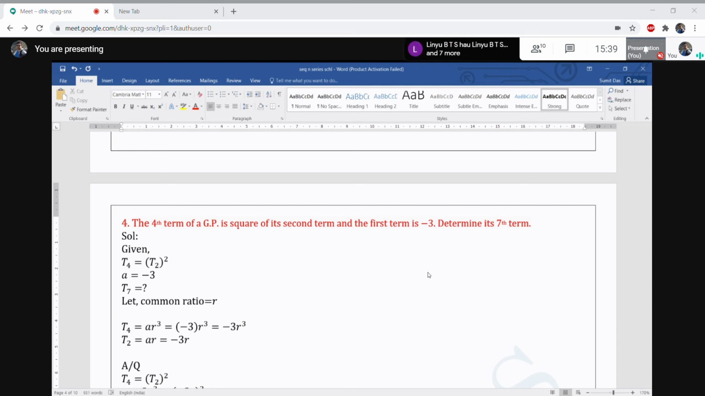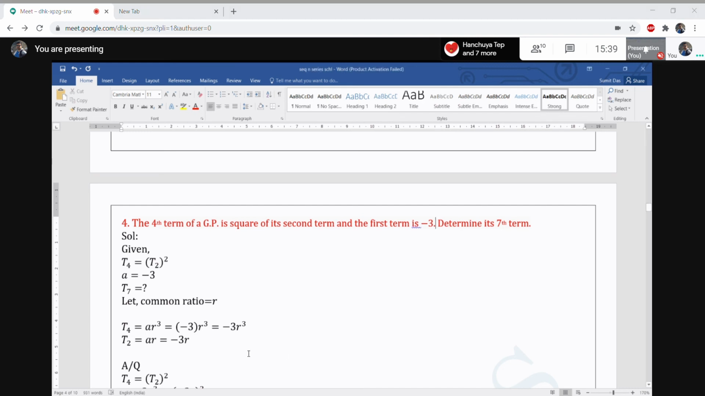So what is given, let me show you. First, what is given? Given is the fourth term, that means t4 is equal to the square of the second term. Second term is t2, so t4 is equal to t2 square. This is given. Okay, and the given first term is -3. What we have to find? We have to find t7. So here the common ratio is not given, so we'll take the common ratio as r, right?